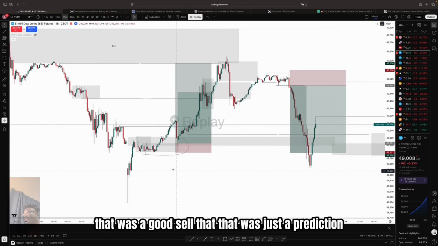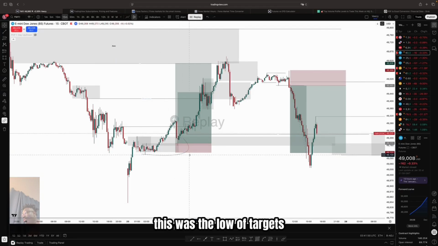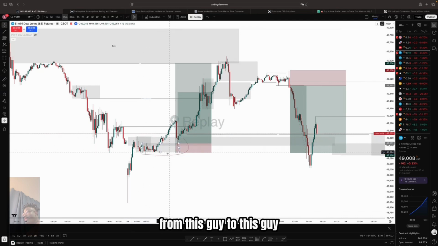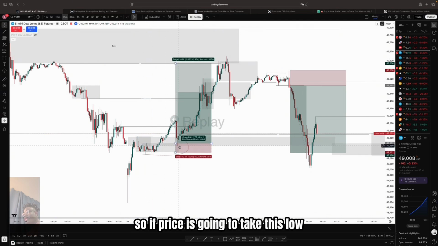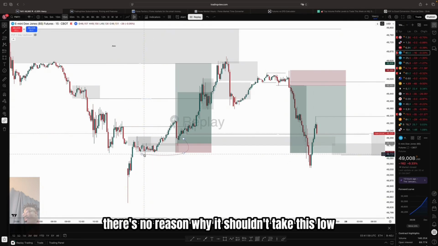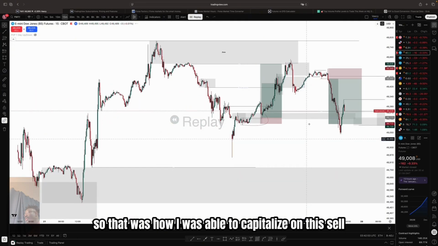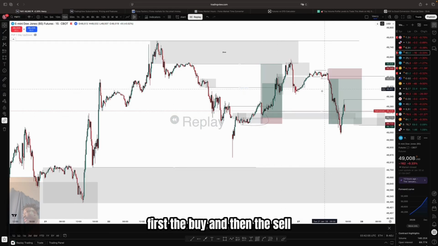That was just a prediction. This was the low of targets, because there were full mitigations from this guy to this guy. So if price is going to take this low, there's no reason why it shouldn't take this low. So that was how I was able to capitalize on the sell. First the buy and then the sell.